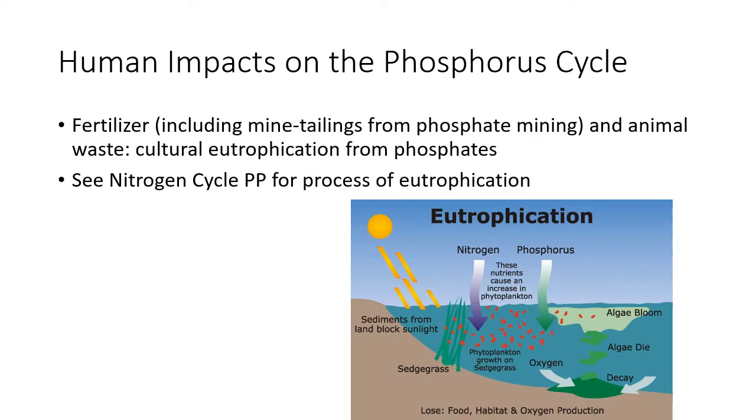But again, the primary human impact on the phosphorus cycle is the use of fertilizer. So we mine fertilizer, we mine these phosphorus-rich rocks, and we mine other things such as bat guano and bird guano that are high in both nitrates and phosphates. Animal waste as well, so whether that's raw sewage or whether that is waste from our agricultural activities, all of that can lead to cultural eutrophication from phosphates in the water.